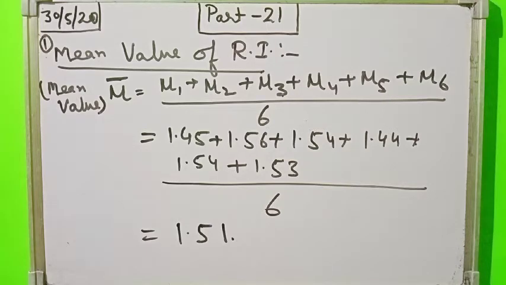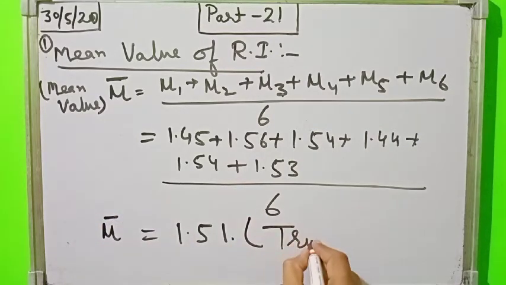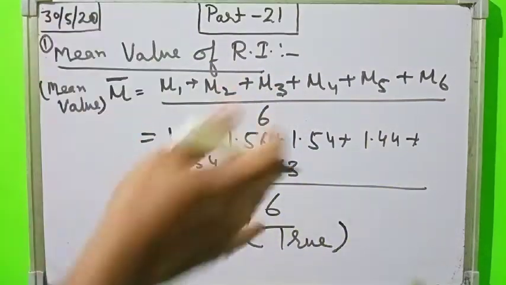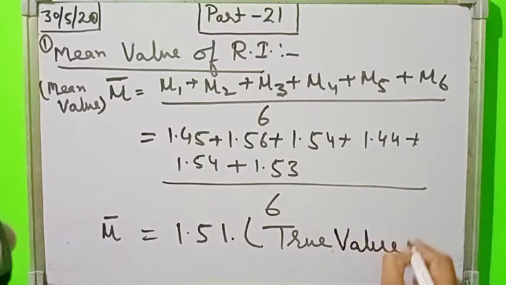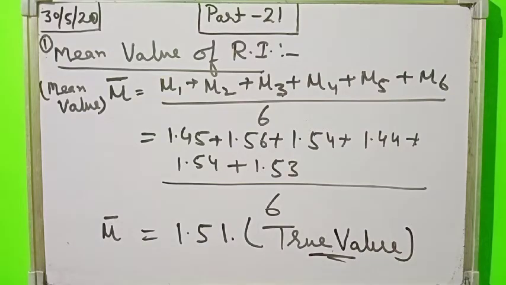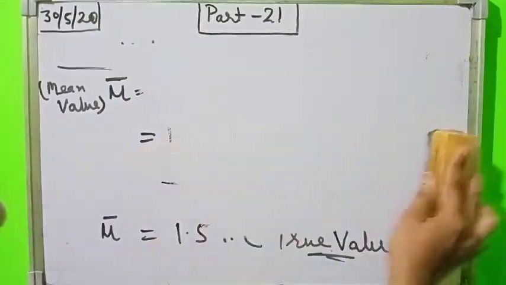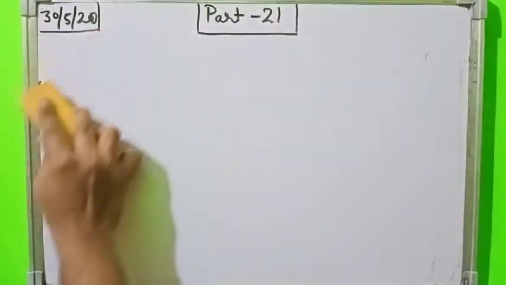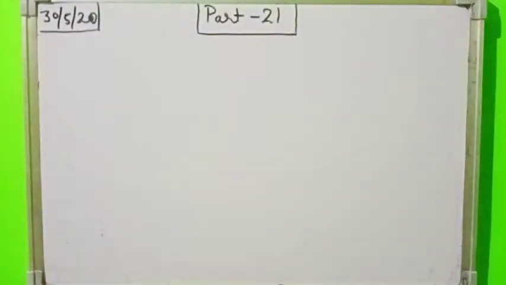And this mean value is what? The mean value of refractive index can be treated as the true value. That is, the mean of all the measured quantities is the true value. Now we have to find out the absolute error in measurement. The second thing is the absolute error in measurement.